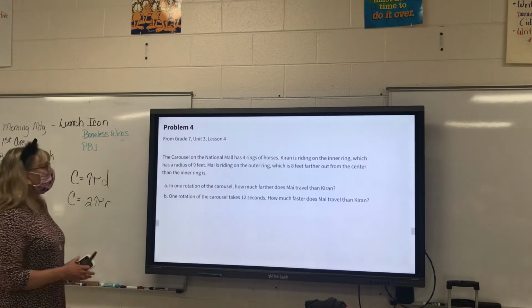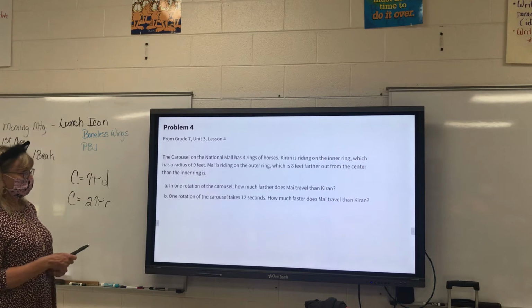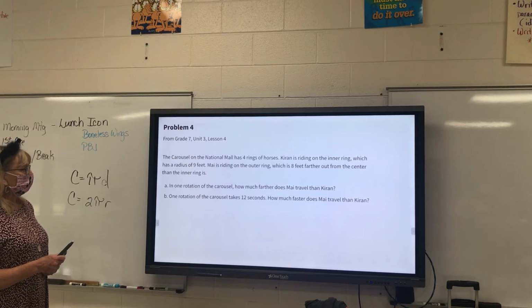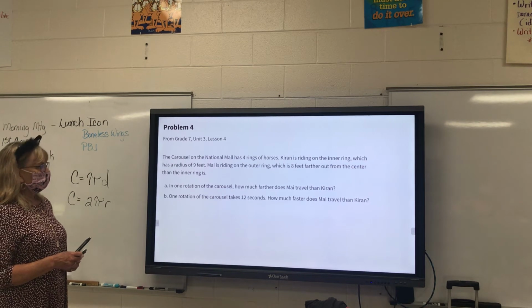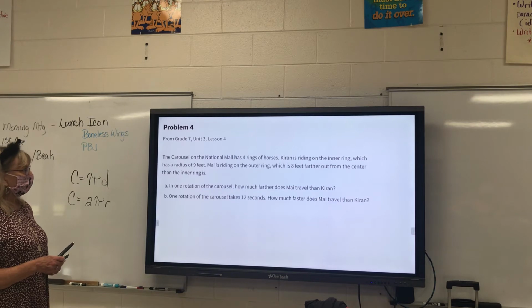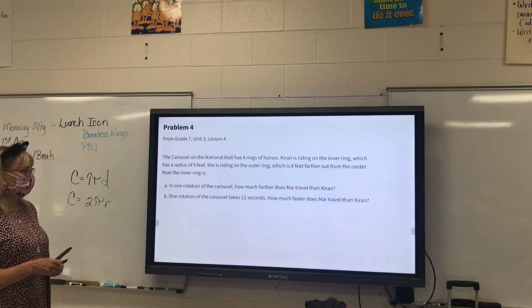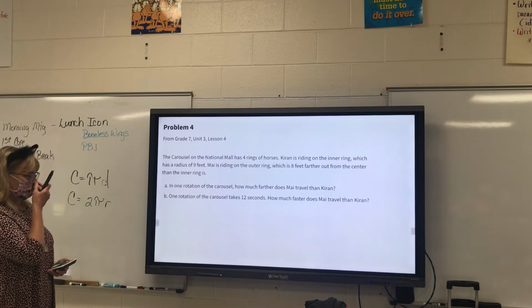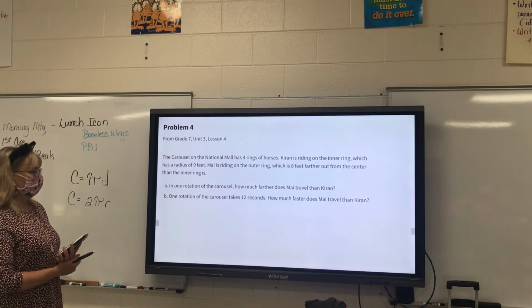Question 4. The carousel on the National Mall has 4 rings of horses. Karen is riding on the inner ring, which has a radius of 9 feet. Mai is riding on the outer ring, which is 8 feet farther out from the center than the inner ring. In one rotation of the carousel, how much farther does Mai travel than Karen? And one rotation takes 12 seconds. How much faster does Mai travel than Karen?